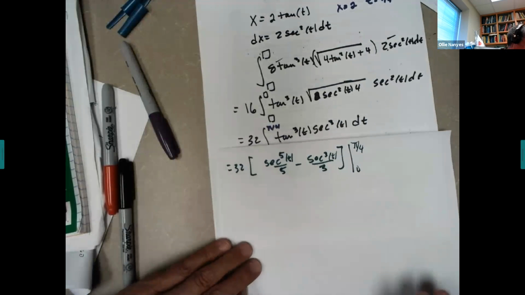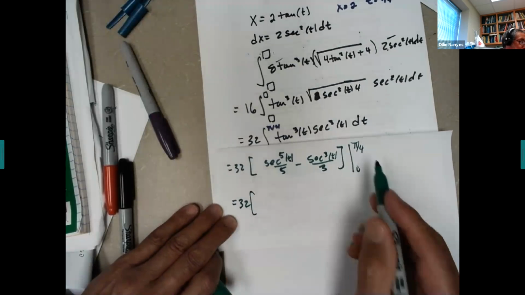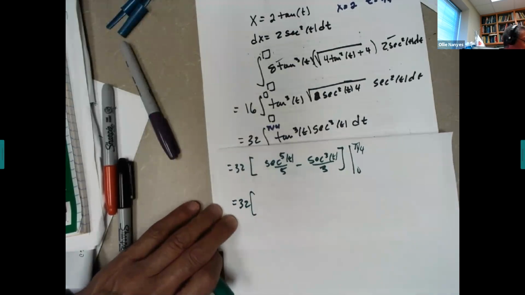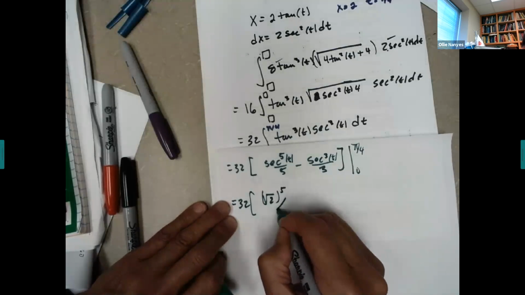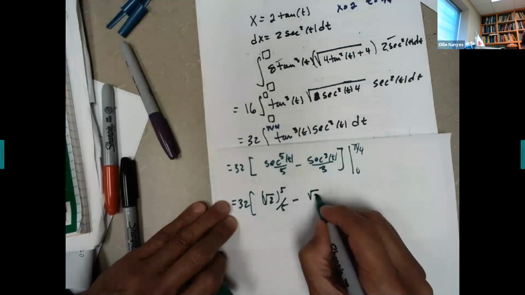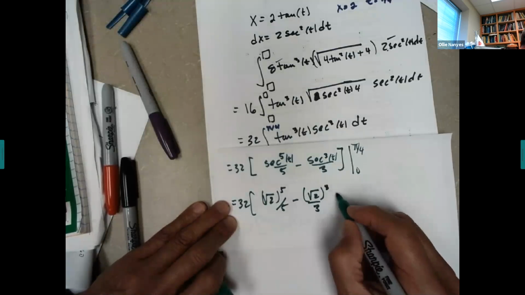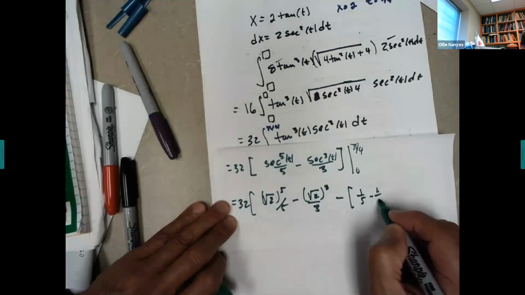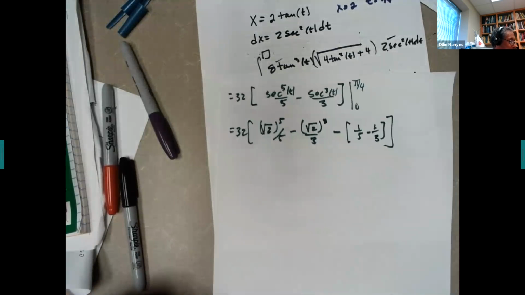And we know now it's 32. We plug in the pi over 4, we basically get root 2 to the 5th over 5 minus root 2 cubed over 3, subtract 1/5 minus 1/3. And I'll let you work out the numbers there. We've sort of done the hard part.